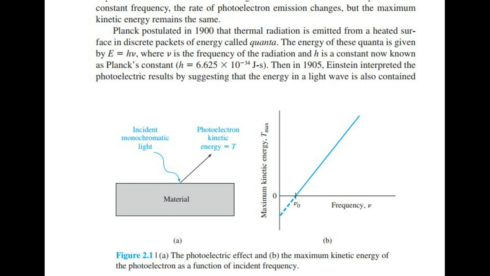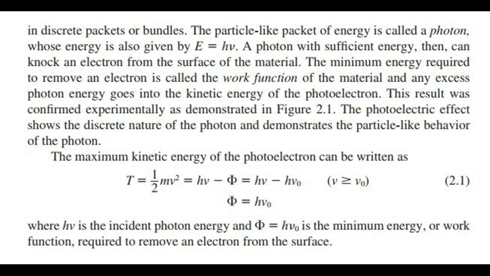Then in 1905, Einstein interpreted the photoelectric results by suggesting that the energy in a light wave is also contained in discrete packets or bundles. Figure 2.1: a. The photoelectric effect, and b. The maximum kinetic energy of the photoelectron as a function of incident frequency. The particle-like packet of energy is called a photon, whose energy is also given by E = hν.